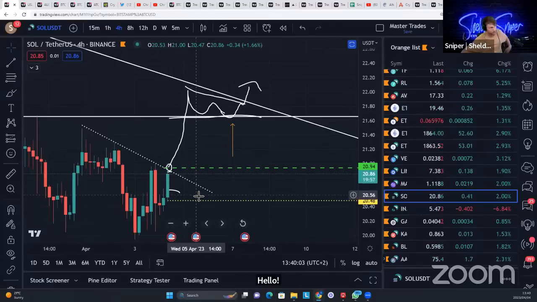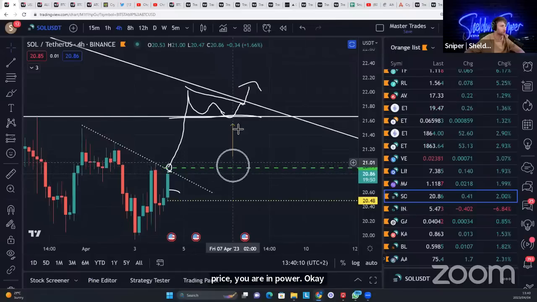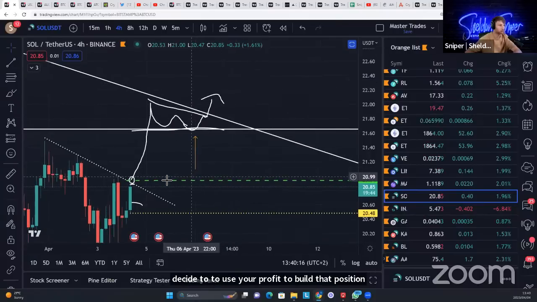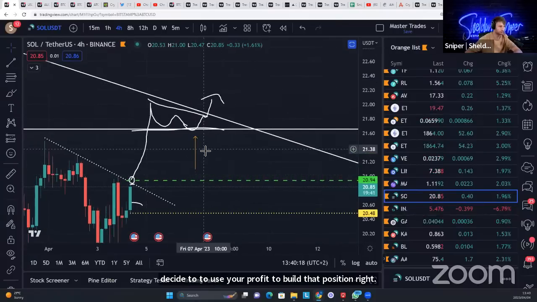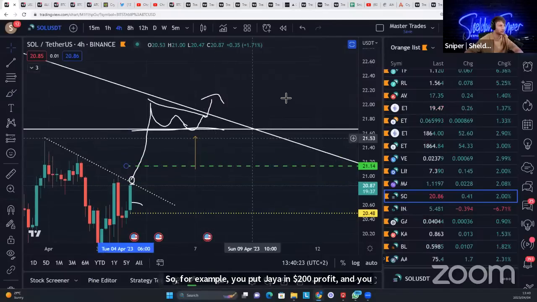You have the two options. As long as you control this entry price, you are in power. So for example, if this goes up in profit now, and you decide to use your profit to build that position, right? So for example, you're in $200 profit, and you use that $200 to fill up, but your entry price is only here.